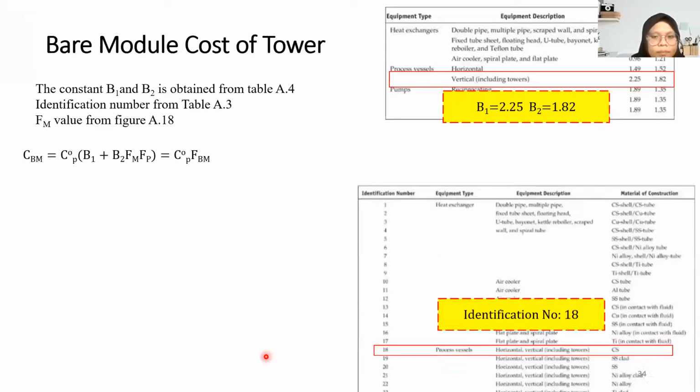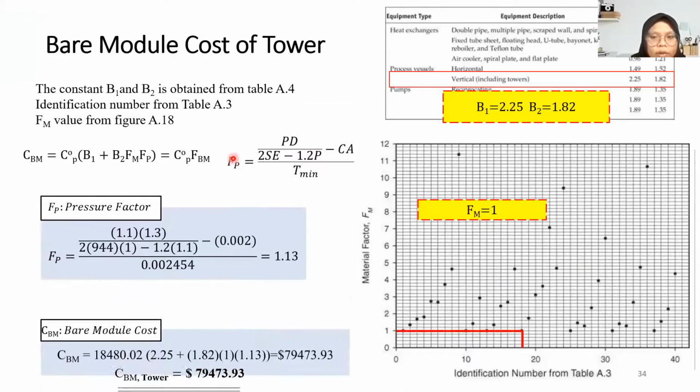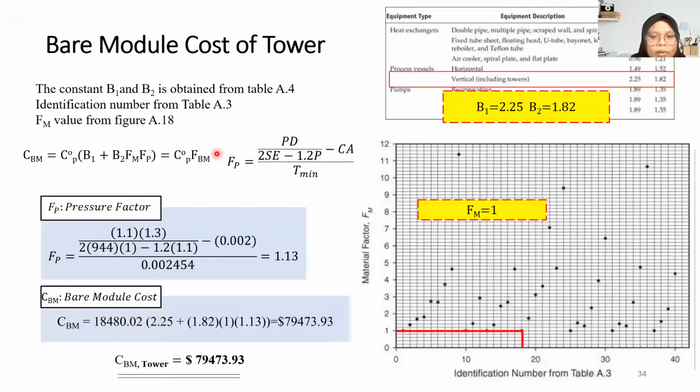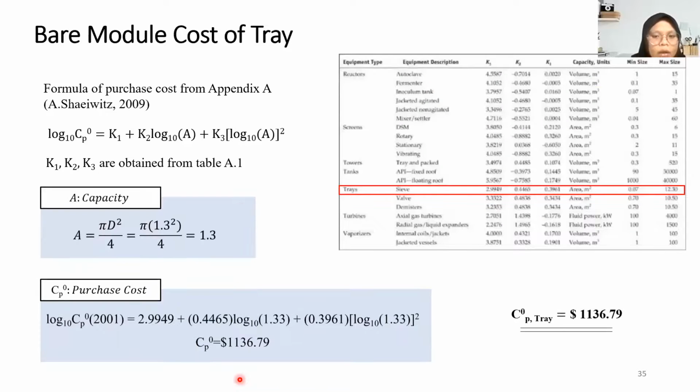Next slide. Bare module cost of tower is calculated. Values of B1, B2, material factor, and identification number are obtained from Table A3, A4, and Figure A18. Pressure factor is then calculated using the shown equation. Thus, bare module cost of tower is $79,473.